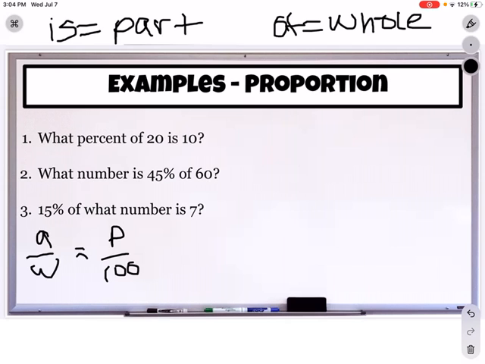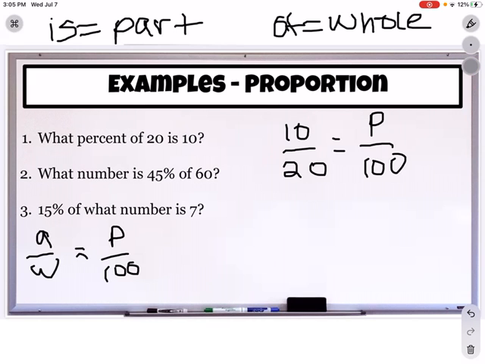So for number 1, what percent? They're asking what the percent is. They're not giving it, which means that we don't know the percent. So I'm going to just plug in our P over 100 the way that it is, because I don't know the percent. What percent of 20? I see the word of, which means that they're talking about the whole. Of 20, so I can write 20 as my W, so W equals 20, is 10. I see that they're talking about is, which means the part, so I can go ahead and put 10 here.